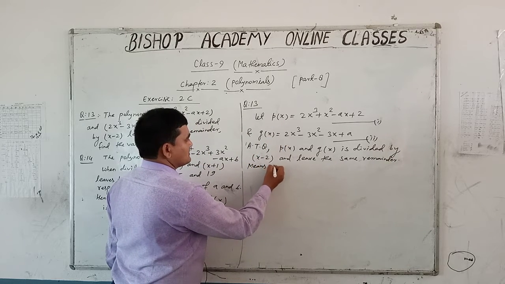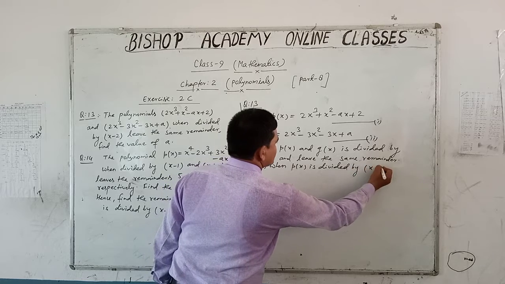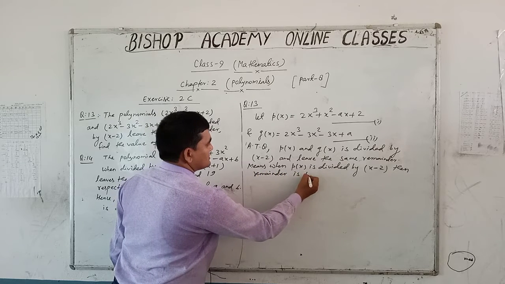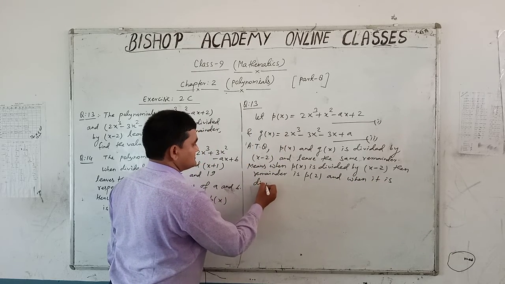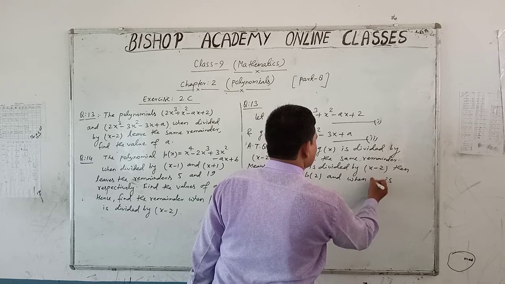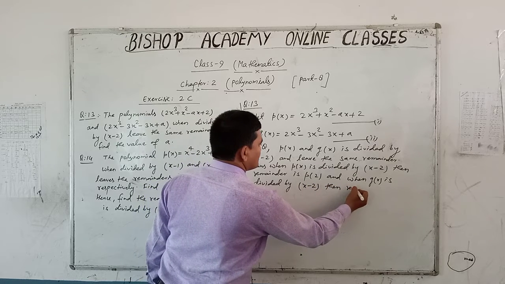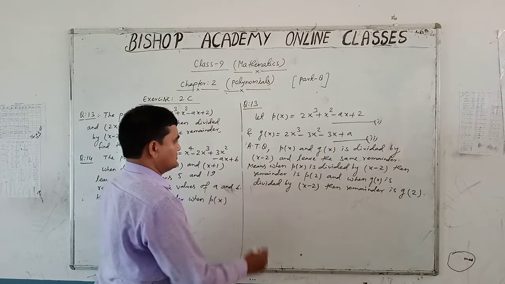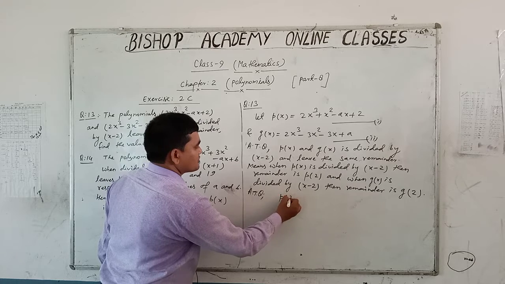means when p(x) is divided by x minus 2 then remainder is p2, and when g(x) is divided by x minus 2 then remainder is g2. According to question, p2 equal to g2.